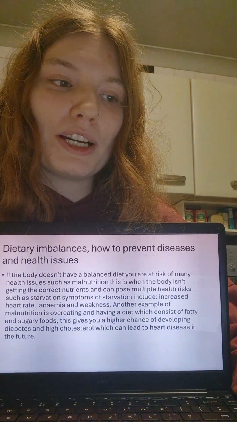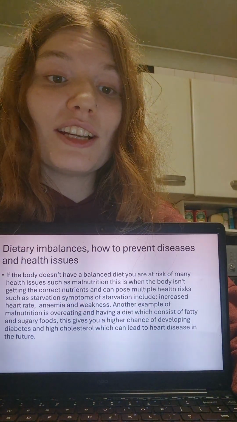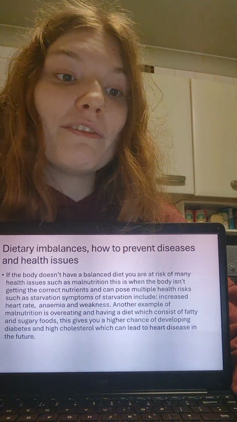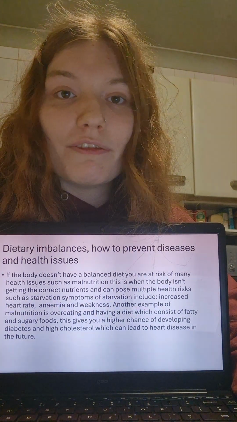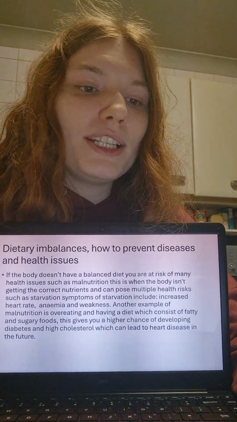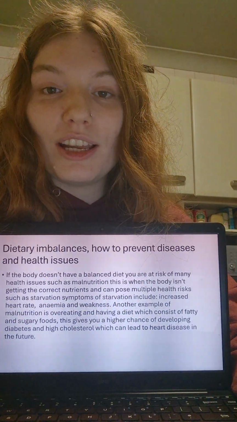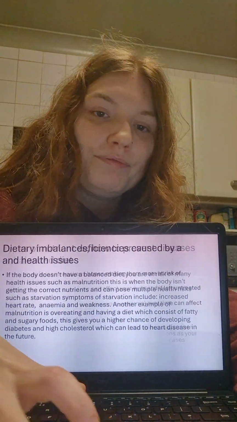Another example of malnutrition is overeating and having a diet which consists of fatty and sugary foods. This can give you a higher chance of developing diabetes and high cholesterol, which in time can lead to heart disease.